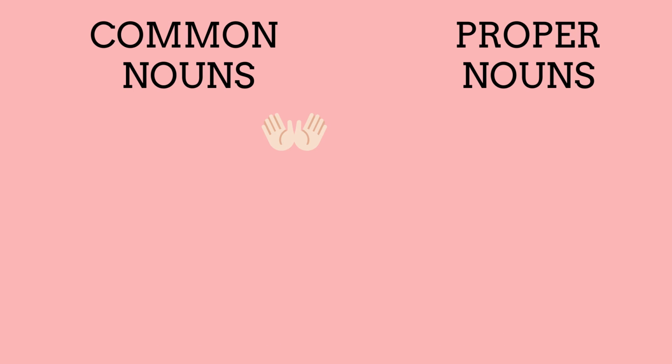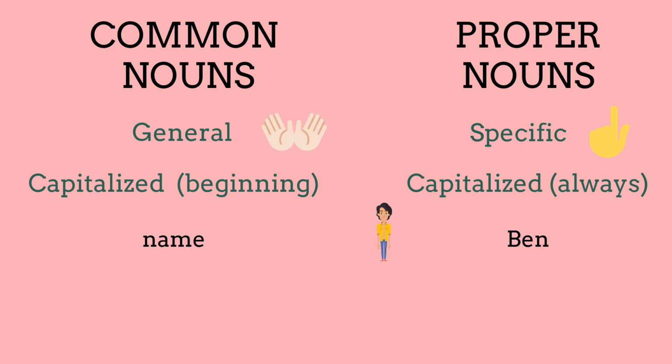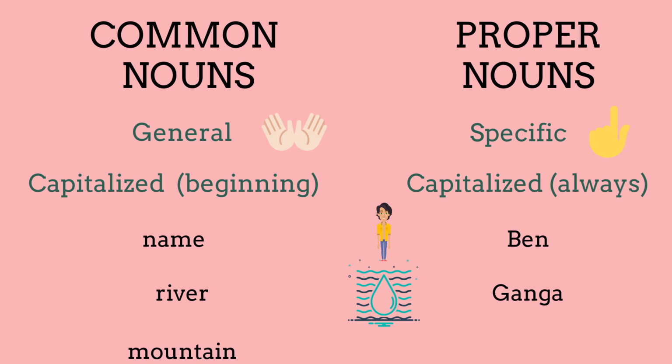Moving on to more types: common and proper nouns. Common nouns are quite general, proper nouns are specific. Common nouns are only capitalized at the beginning of a sentence. Proper nouns are always capitalized. For example, name is common, Ben is specific, river, Ganga, mountain, Ural.